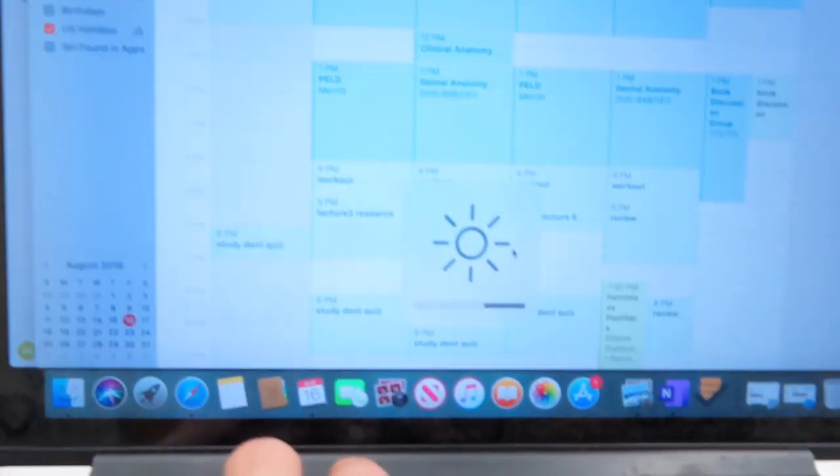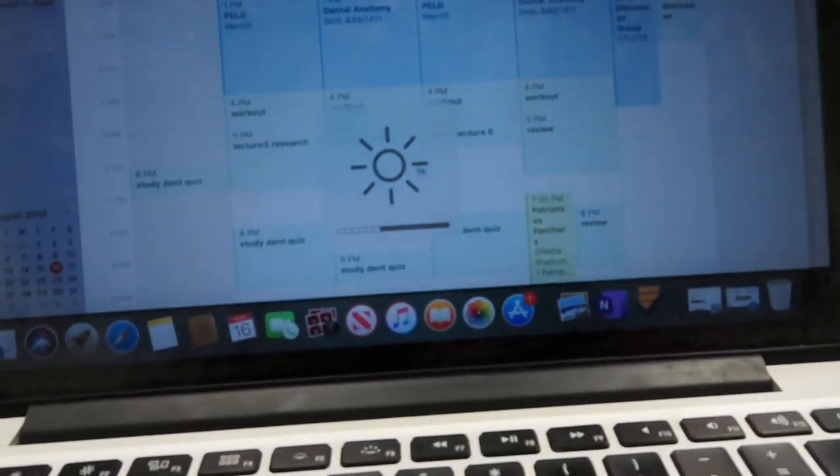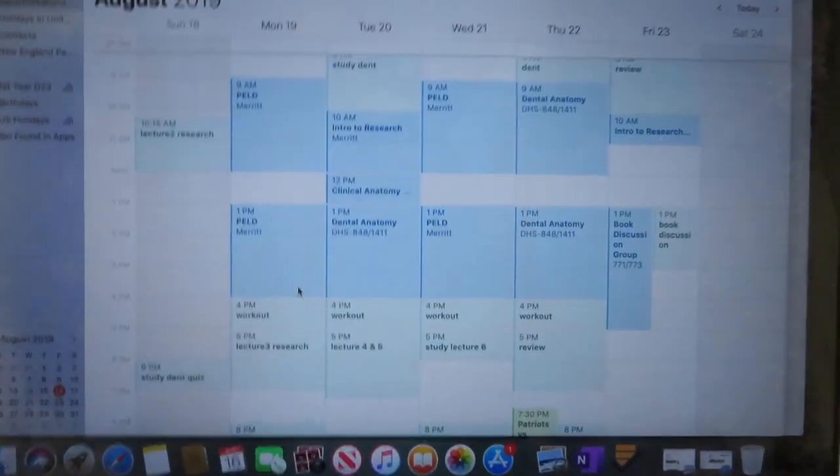And I also wanted to show you guys, I filled in the rest of my week of what I am going to study. So I'm just going to show you guys how I filled that in. So let me change the brightness again. And so basically I just wrote out everything that I'm going to study.